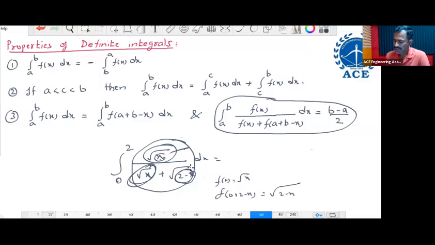2 minus x. We are getting this. Therefore, we can add the value of this. That is 2 minus 0 by 2. That's it, that is the answer. According to this result, it is a standard result.